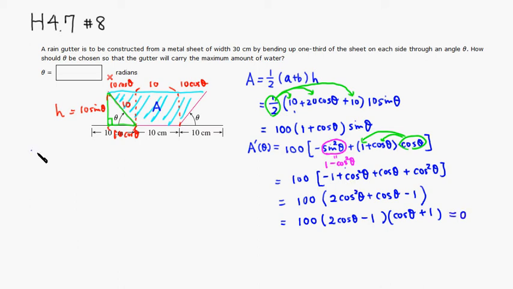There are a couple of possibilities. We can make this factor equal to 0, which means that cosine of theta equals 1/2. Another possibility is we can make this other factor equal to 0, so cosine of theta is equal to negative 1.